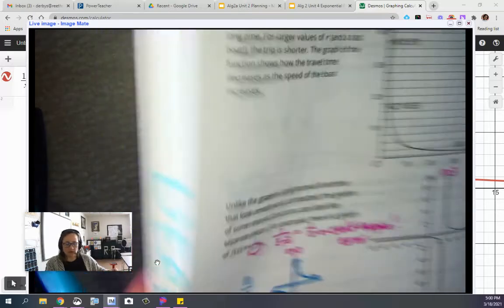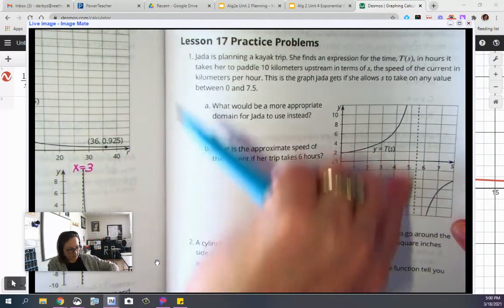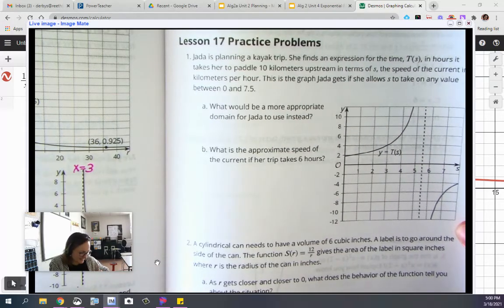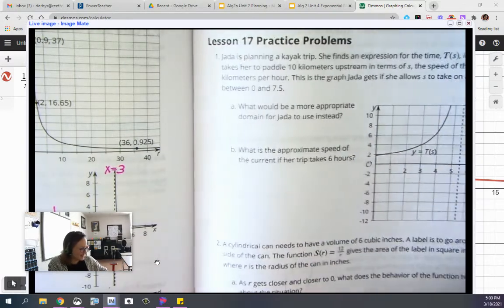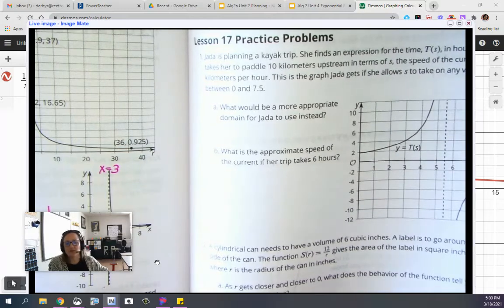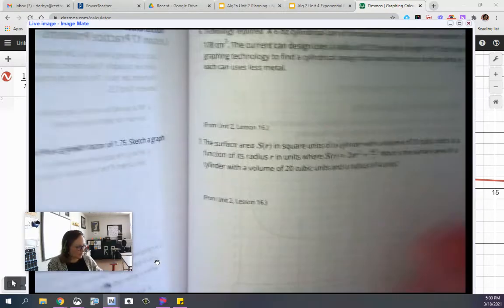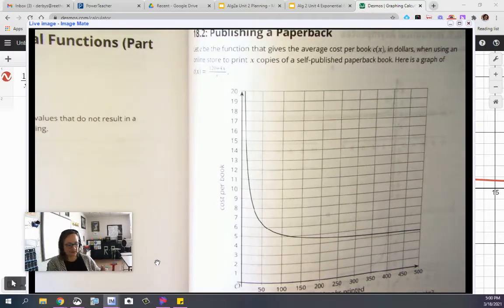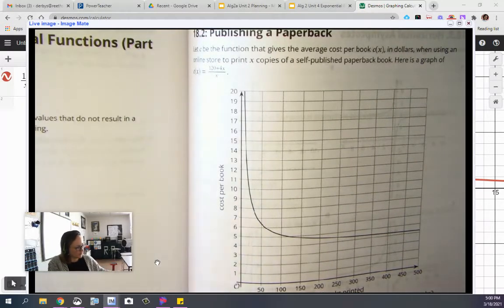So you can hit pause on this video right now if you want to start working on your lesson 17 practice problems. I see a vertical asymptote going on there, so that might be something good to look at. But I'm going to also continue on through lesson 18. So maybe you want to keep on watching and filling in your work as you go, and then come back and take care of these two practice problems together.